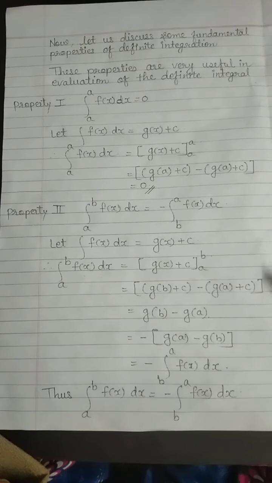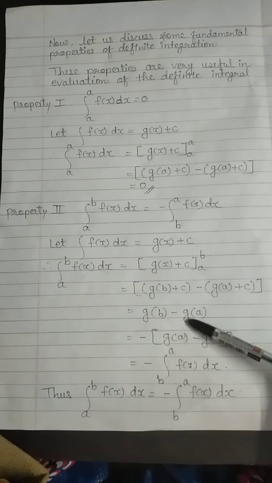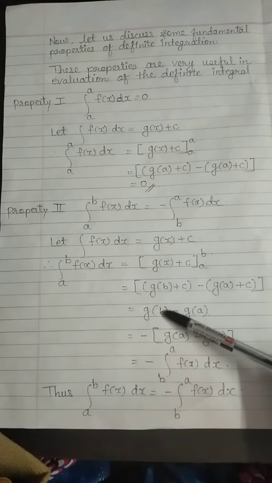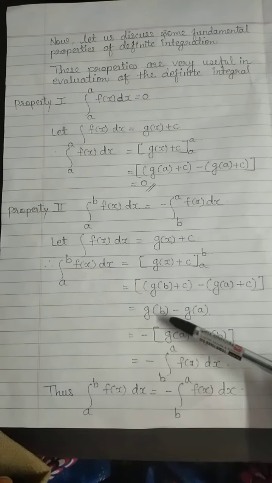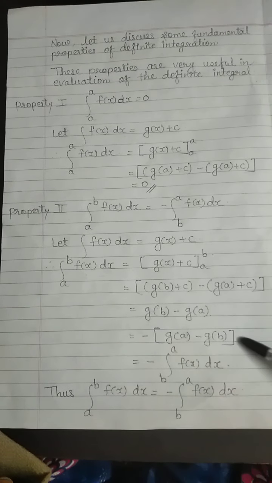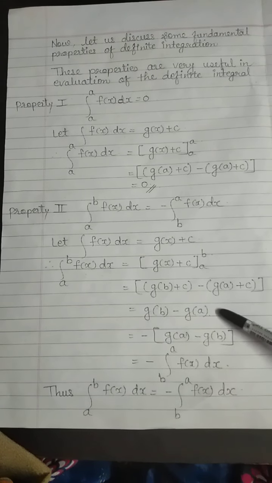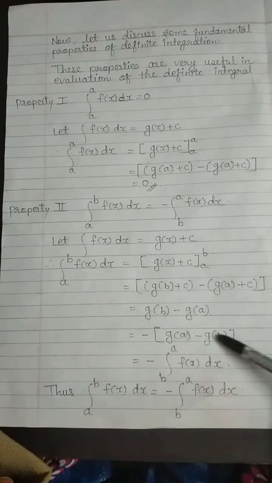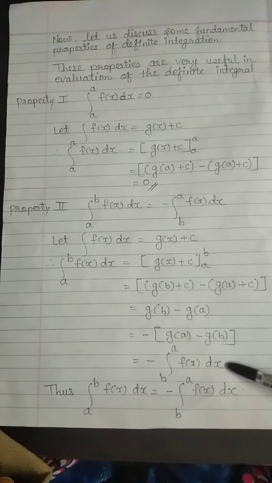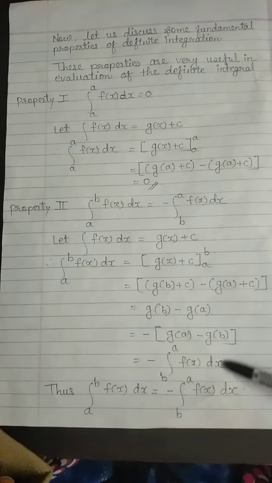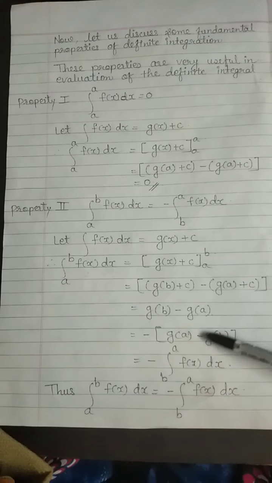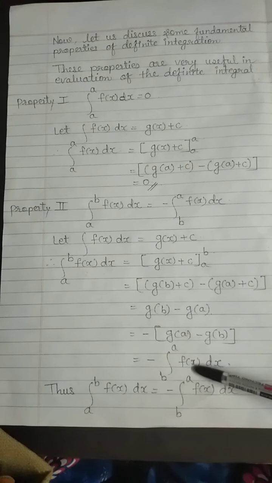Now as c will get cancelled, we will get g of b minus g of a. Now suppose we write g of a first, then to keep the value of the function same, we need to write a minus sign outside, so that when we open this bracket, again we will get the same term. Now we know that this is nothing but integration b to a f of x dx, because if we simplify this integration by applying the limits, then definitely we will get the same term. So instead of this we can write this.